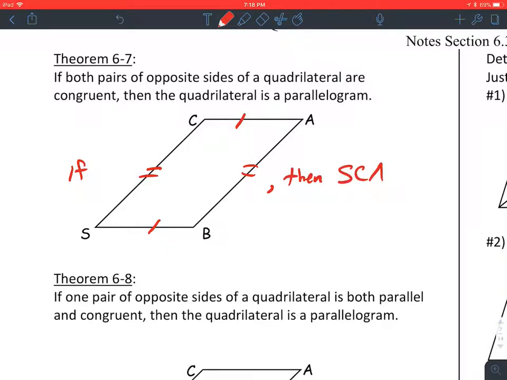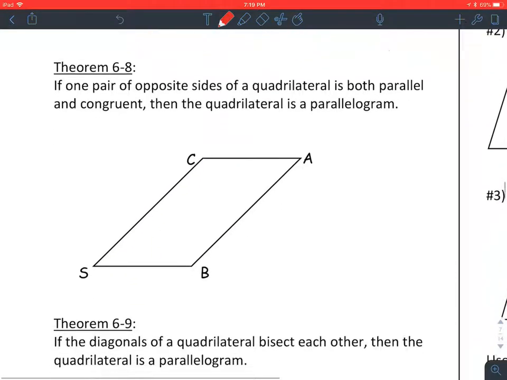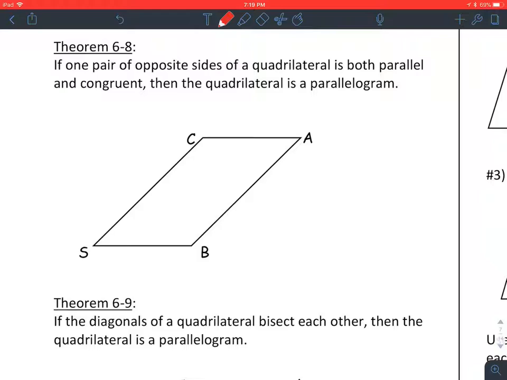So in this case, quadrilateral SCAB is a parallelogram. If both pairs of opposite sides are congruent, then the quadrilateral is a parallelogram. Next theorem. If one pair of opposite sides in a quadrilateral are both parallel and congruent, then the quadrilateral is a parallelogram.